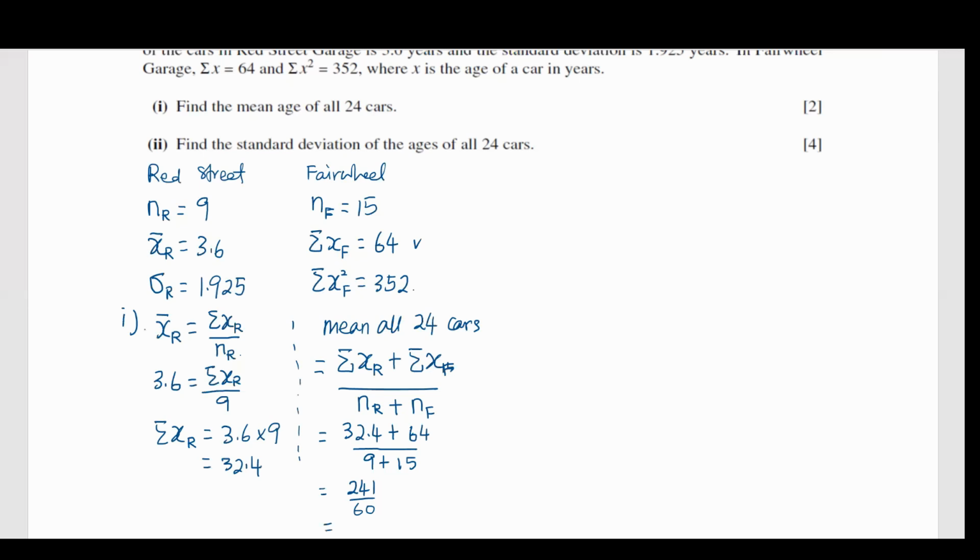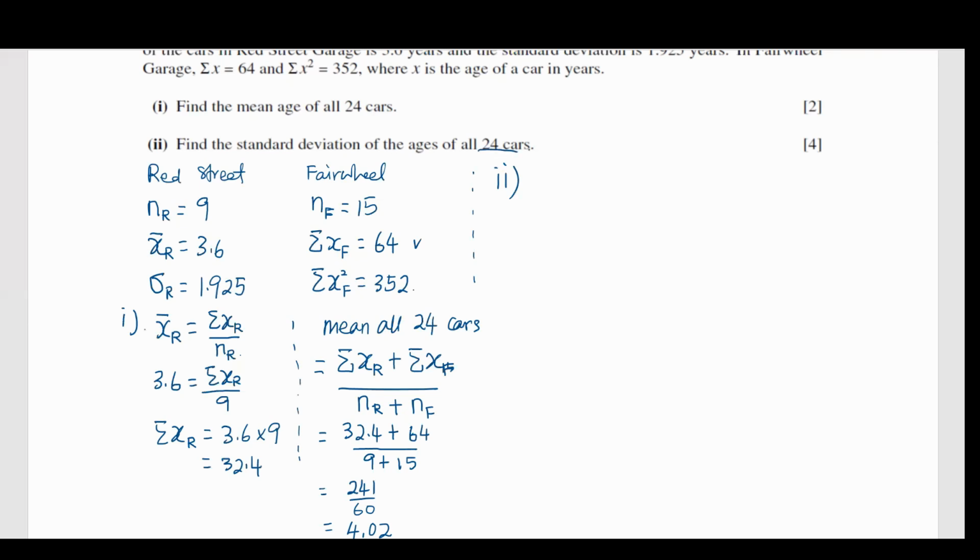And we round off to 3 significant figures. It's going to be 4.02. So that means the mean age of all 24 cars is 4.02 years. Okay, now we continue to find the standard deviation of the ages of all 24 cars.